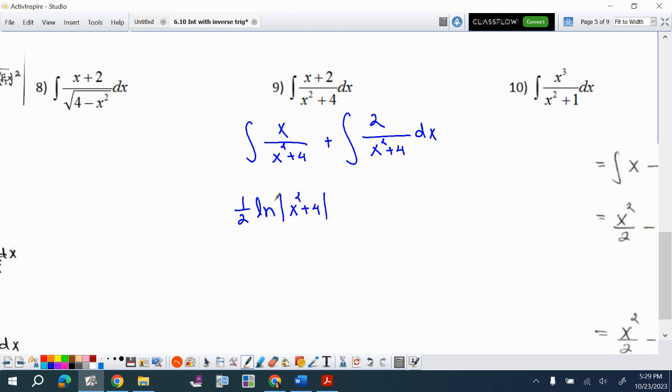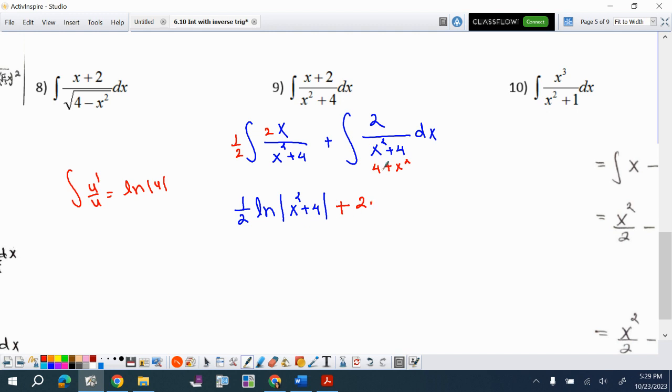Some of you are wondering how I am working so fast. Remember, u prime over u is ln u. So the derivative of x square is 2x. I have a 2, so you can balance it. That's why it is 1 half ln u plus. This is a tangent inverse, right? So 4 plus x square, or x square plus 4.